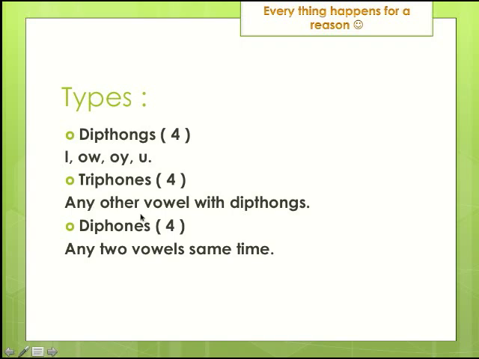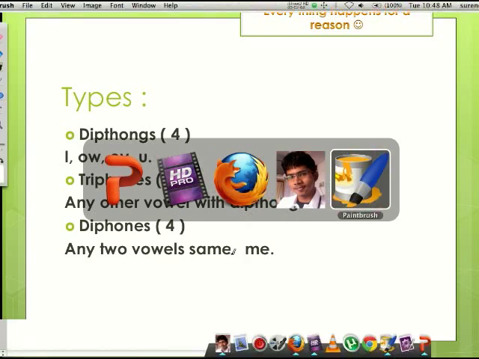Triphones: any other vowel with the diphthongs. Diphthong plus any other vowel. For example, Shiva, persuage, voyage, something like that. We will see examples later. Diphones: any two vowels at the same time. Year, month in a year, something like that. Okay, so now we will go to the practice session. We are going to see how these things are written.